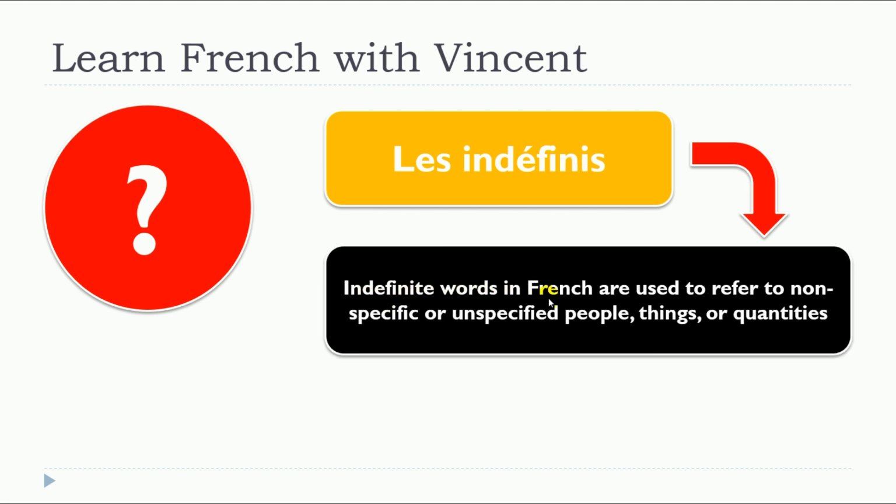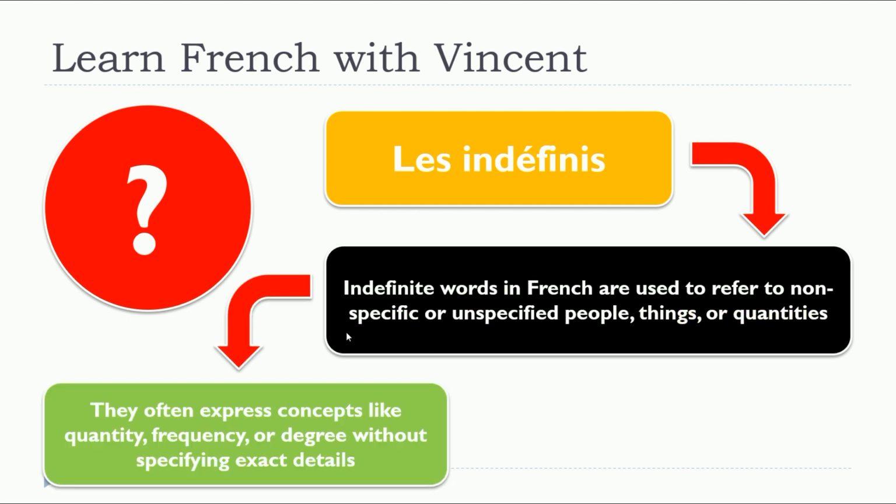Indefinite words in French are used to refer to non-specific or unspecified people, things, or quantities. So this is the first point. Second point that is extremely important. They often express concepts like quantity, frequency, or degree without specifying exact details. And this is a key thing with les indéfinis. You don't specify exact details.